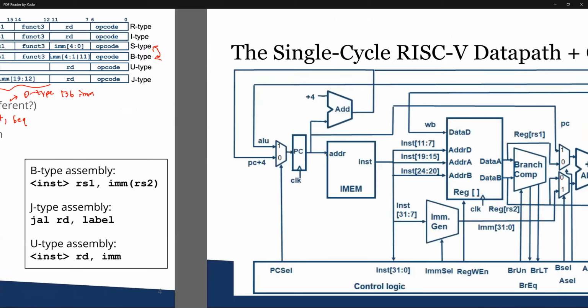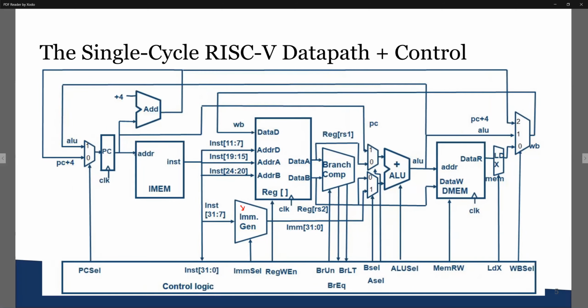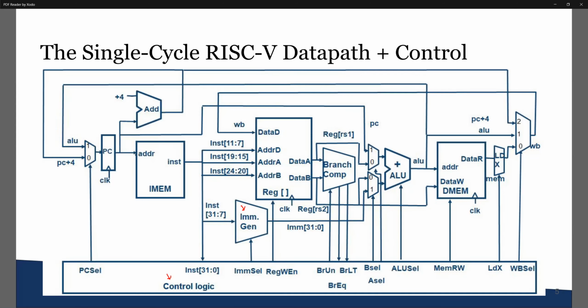So with that over, we're going to talk about the data path and the control now. What I want to emphasize is that for this discussion, we're going to go over 2 more important or tricky parts, which are the immediate generation and the control logic, because all of the other stuff is pretty straightforward, right?